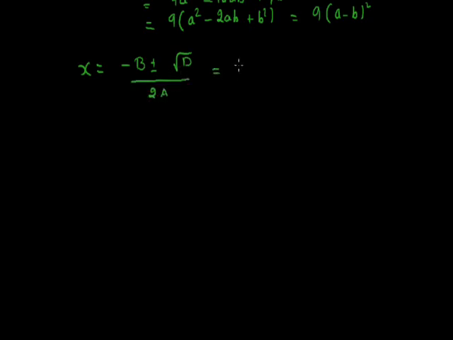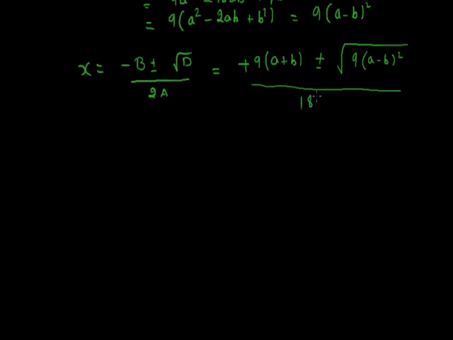So this will be equal to minus b, b is minus (9a plus b). So it will become plus (9a plus b) plus minus under root D, which is (9a minus b) whole square, upon 2a, and a is 9. So it will become 18, 2 multiplied by 9 is 18. So x is equal to (9a plus b) plus minus the square root of (9a minus b) whole square, which is (3a minus b), upon 18.